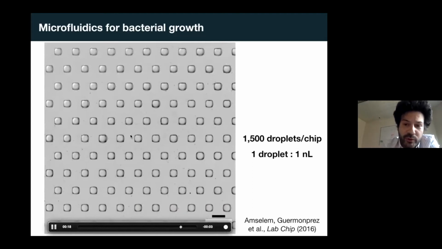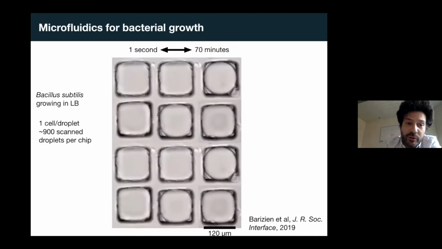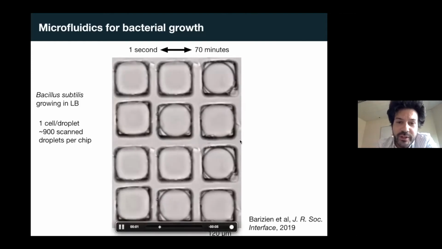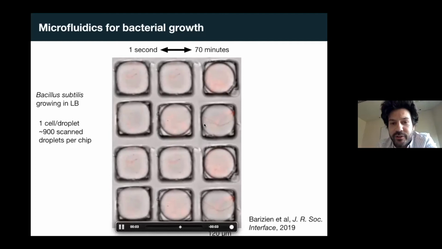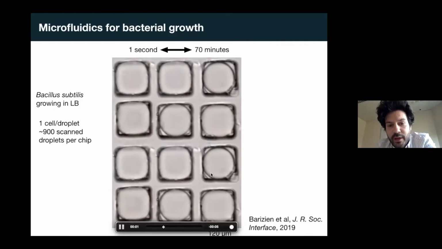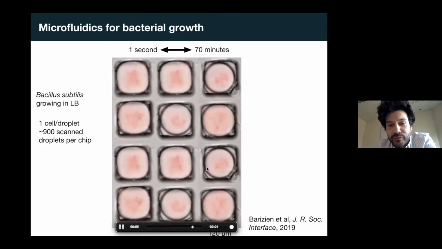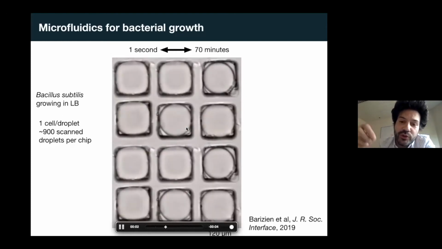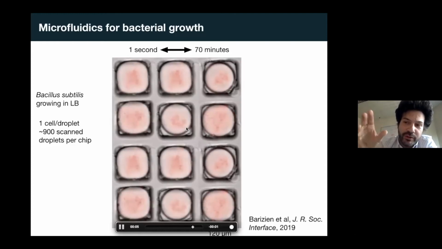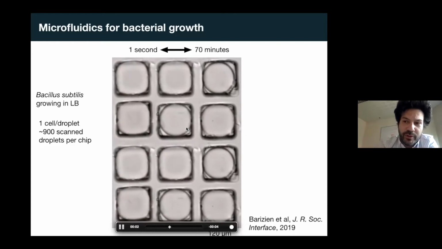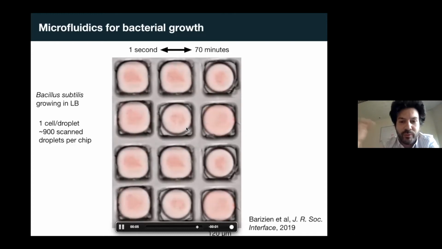And then you have a look under the microscope at all of these droplets. Not all of them, but several hundreds of them. So this is what it looks like. We are able to scan 900 droplets per chip just because of time constraints, because the microscope has to move the sample. We're growing Bacillus subtilis, and you have an example of droplets here where what you see is bacteria growing. So the bacteria are these dark dots, dark spots. And the bacteria are fluorescent, which is very nice for us because using the fluorescence of the droplet, we're able to estimate the number of cells per droplet. So we're using the fluorescence as a proxy for the number of cells per droplet.